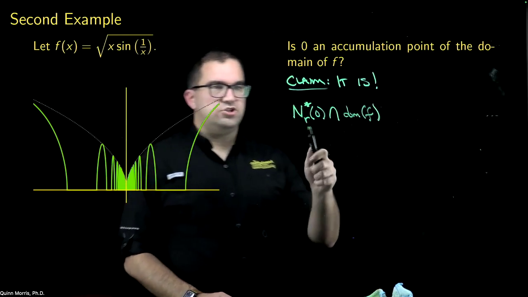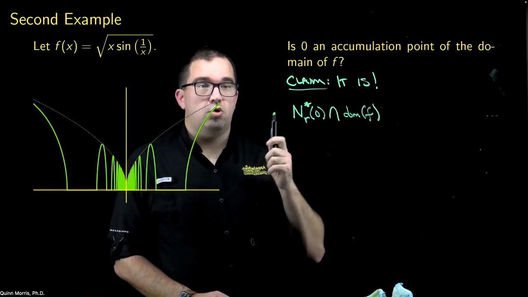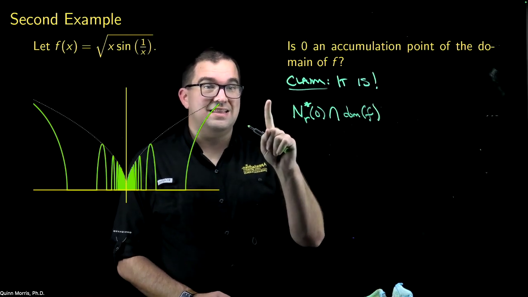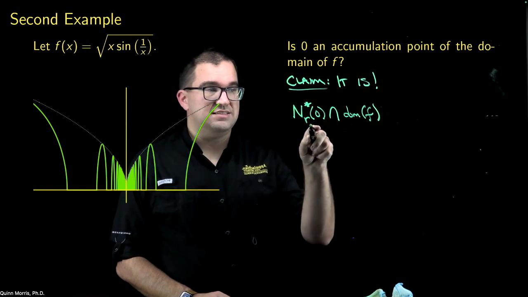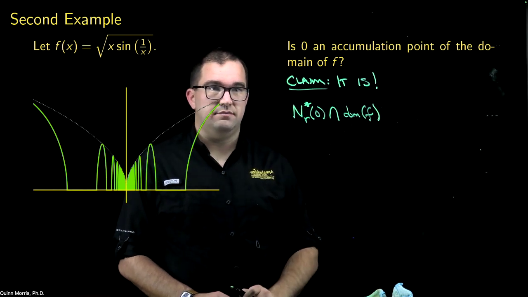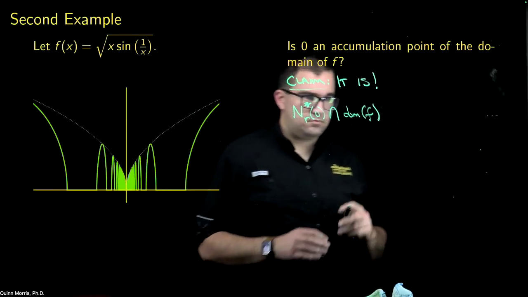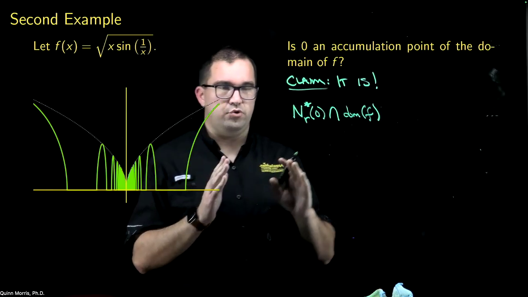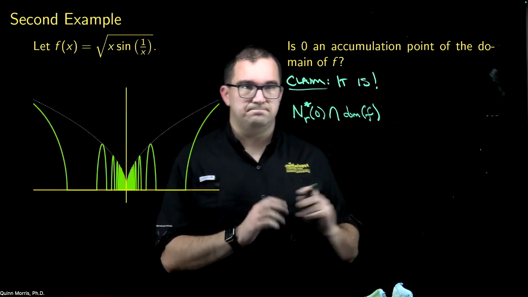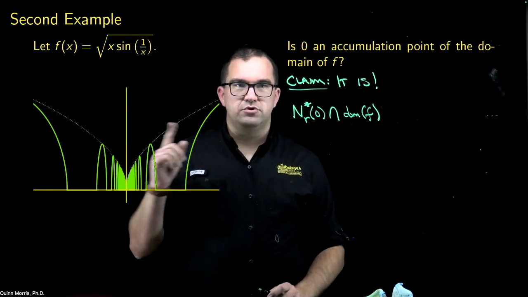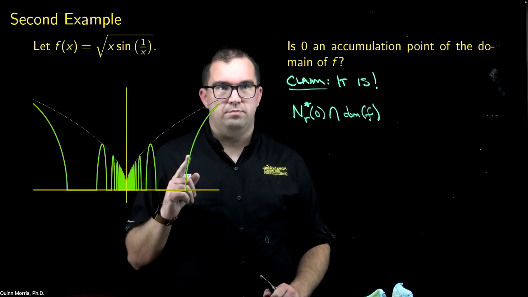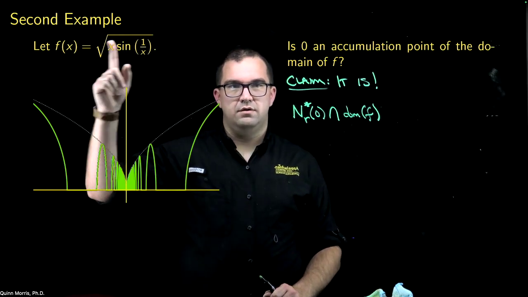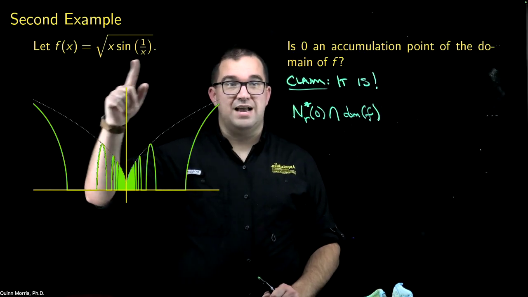Now, I need to show this is not empty. So what I want to do is show that for any value of r, I can find at least one x value that is in this set and that is also in this set. Okay. So in order to do this, I need to carefully step through a few different pieces. The first thing I want to do is show that I can find values where this is actually positive.